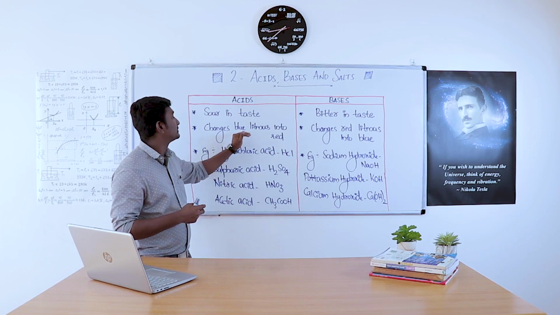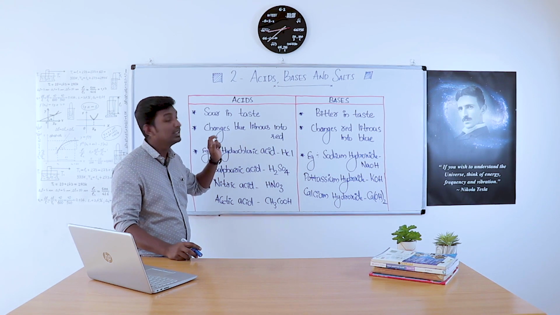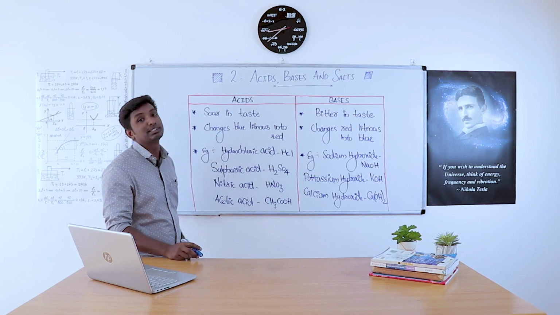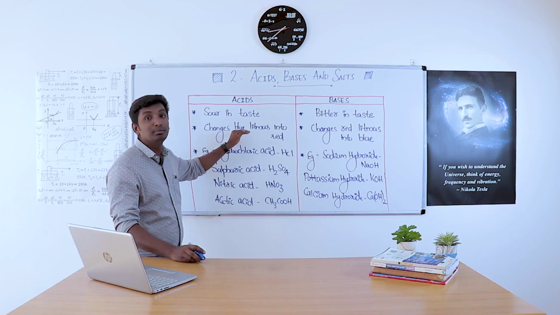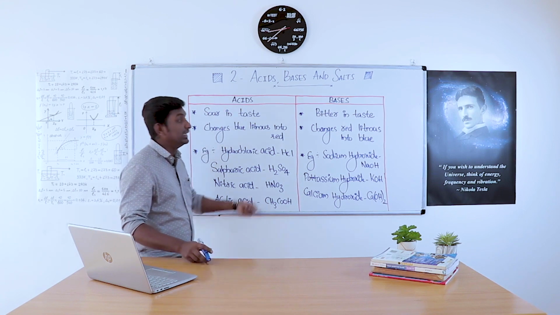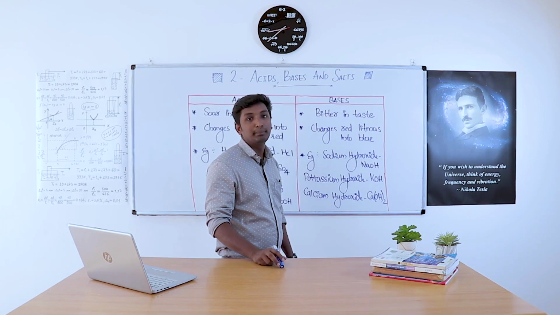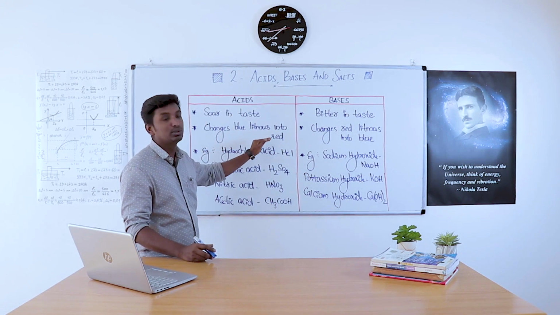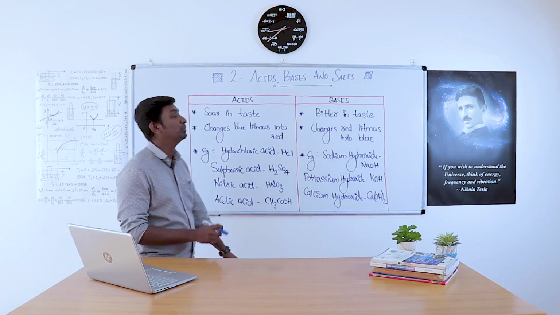An acid changes blue litmus into red. When we are considering litmus paper, if blue litmus turns into red, it shows the presence of an acid. So we can say that if blue litmus turns into red, then the substance is acidic. If red litmus turns into blue, then the substance is basic. So acid changes blue litmus into red, but bases change red litmus into blue.